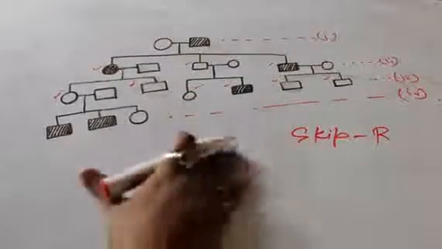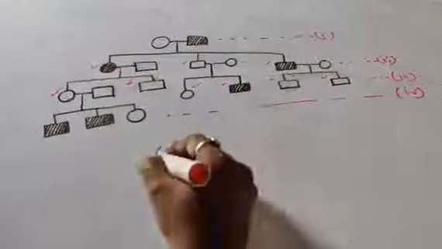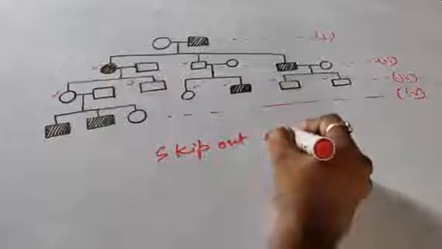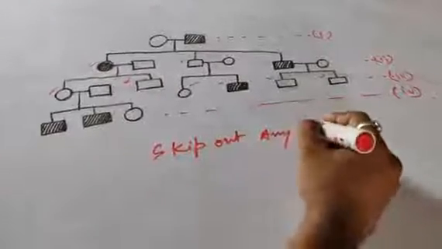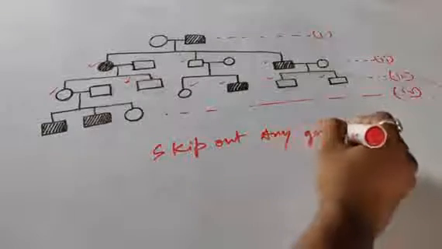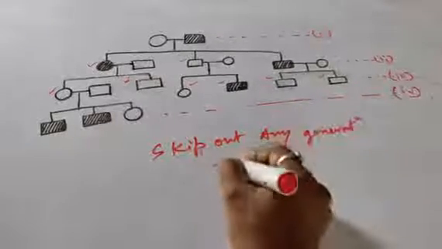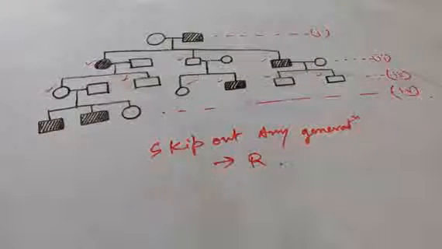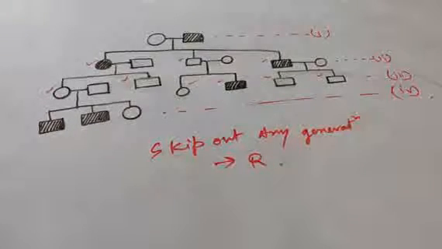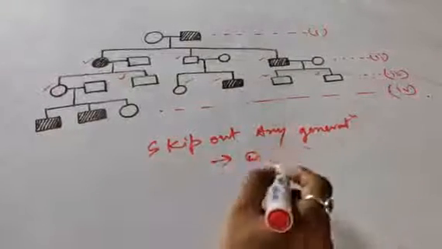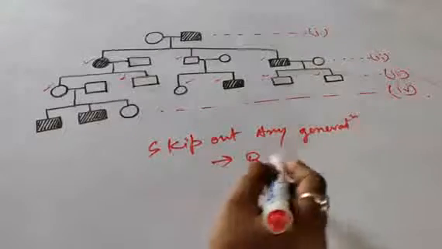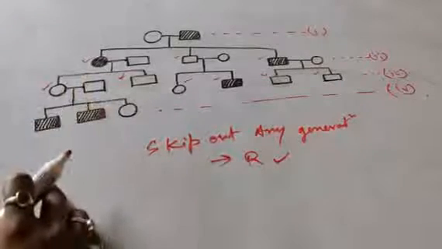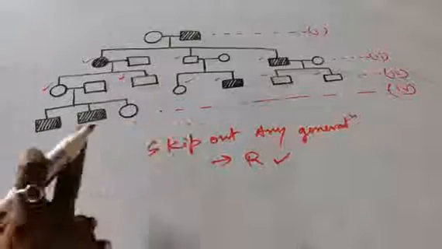Okay, if any generation is skipped, then it is recessive. Now we can see recessive is here. Okay, now we have to determine whether it will be autosomal or X-linked.